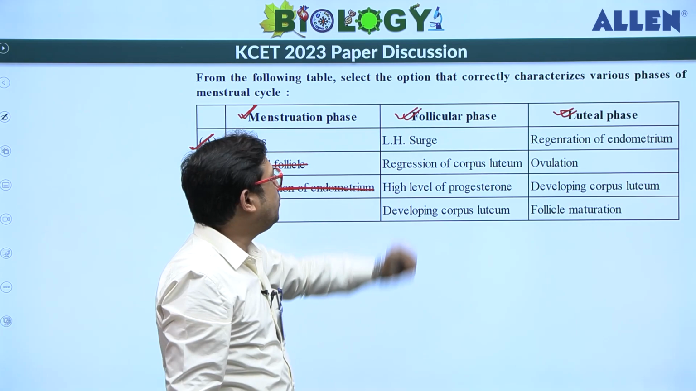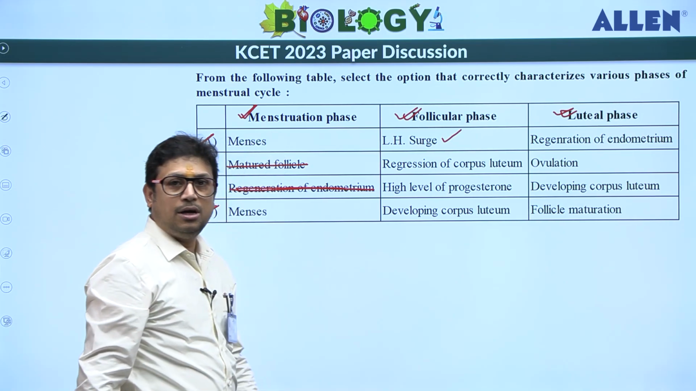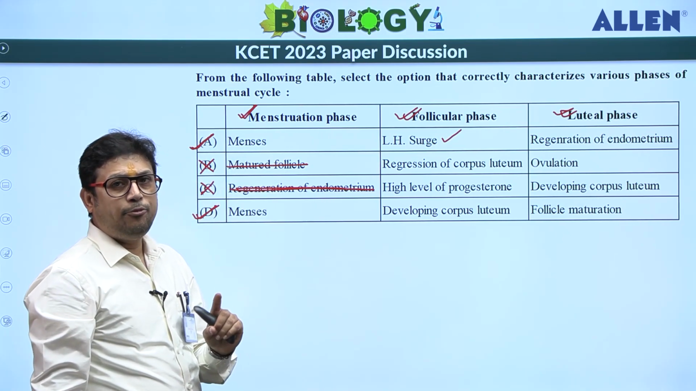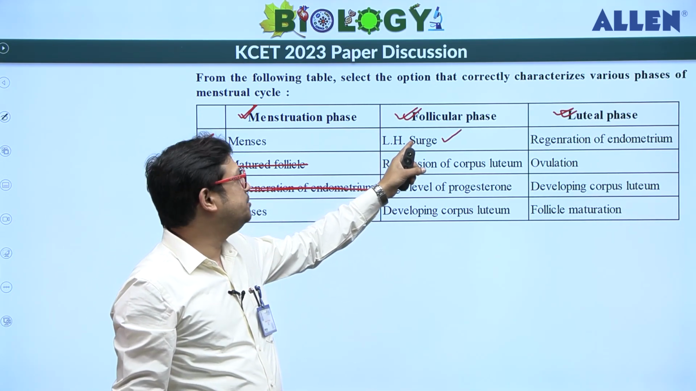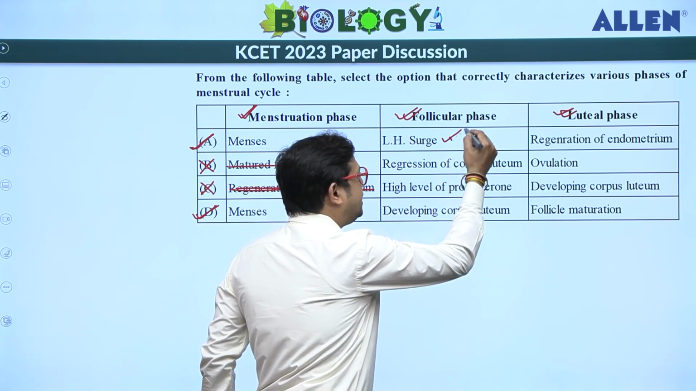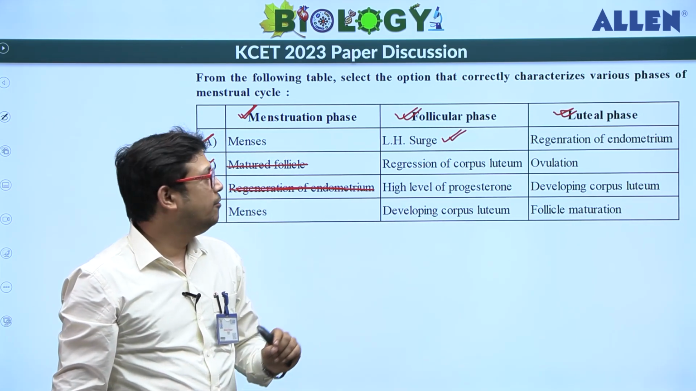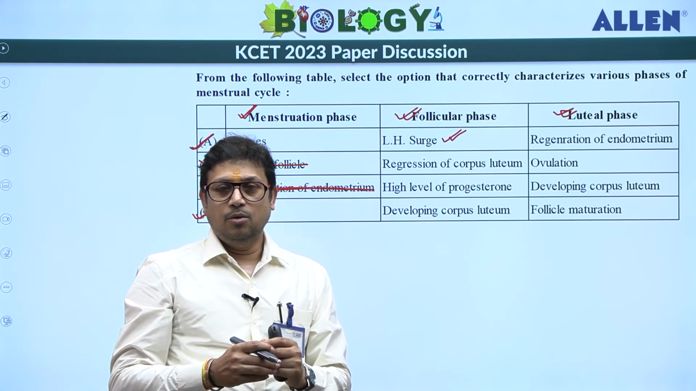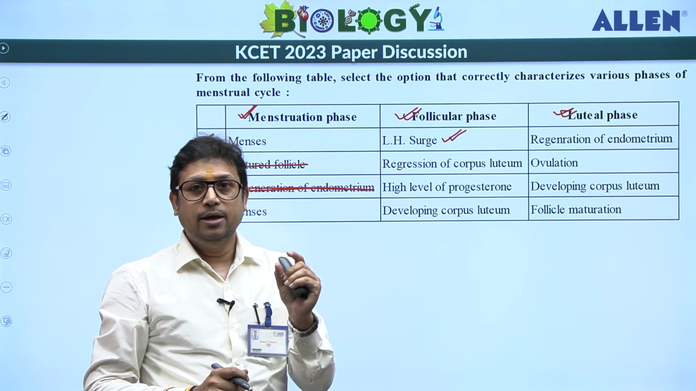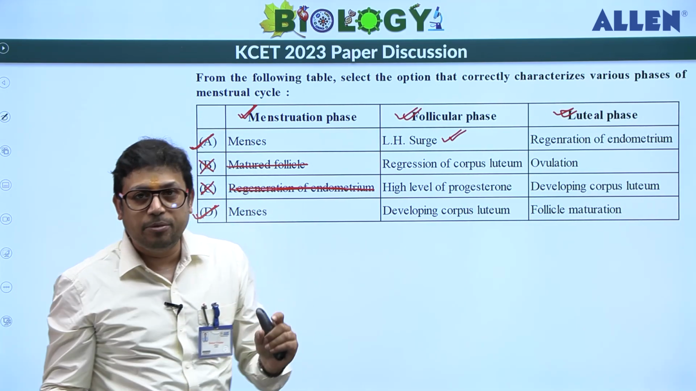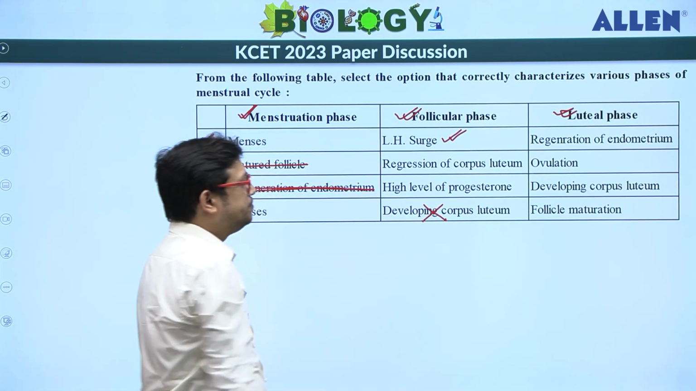So now let us check the follicular phase. So during the follicular phase what happens? You can see the LH surge. LH surge will occur around 24 hours before ovulation, right? So on the 13th day approximately LH surge will occur. So follicular phase is correct here. Developing corpus luteum: corpus luteum is not present in the follicular phase, because after ovulation, what happens? The follicle will rupture and the secondary oocyte will be released to the fallopian tube. Then only this empty Graafian follicle will be transformed into corpus luteum, that will occur in the luteal phase. So here it is wrong.